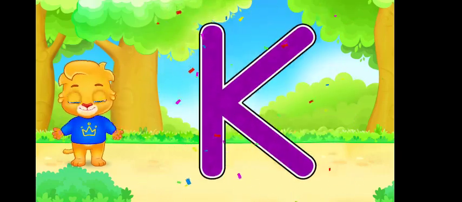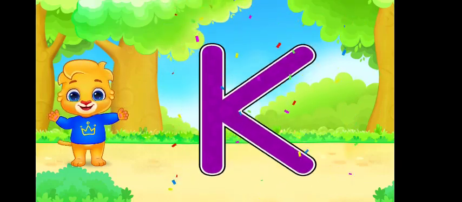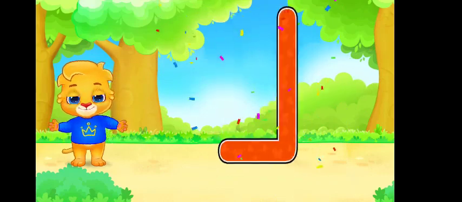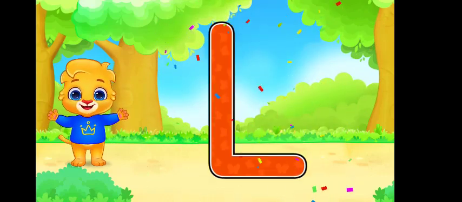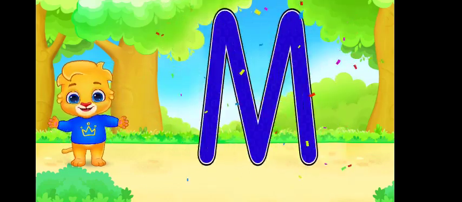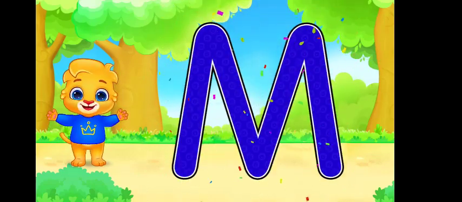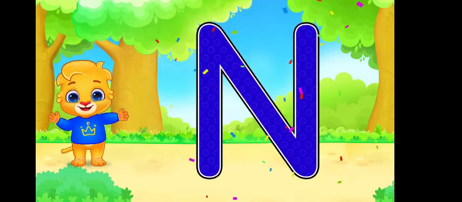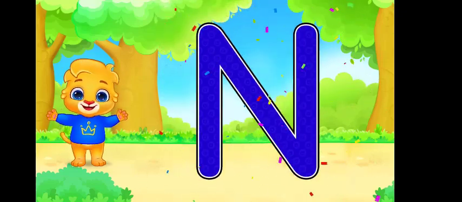K is for kangaroo. L is for lion. M is for mouse. N is for nest.